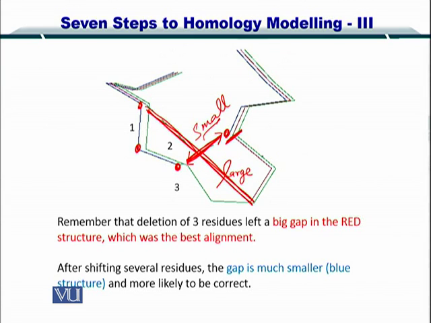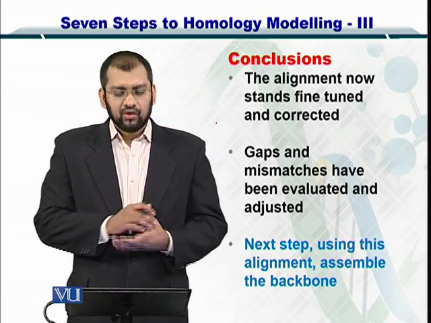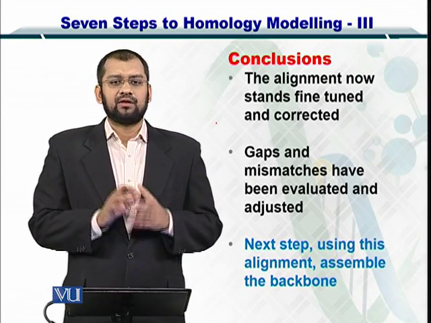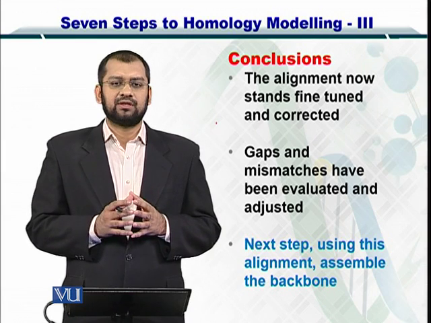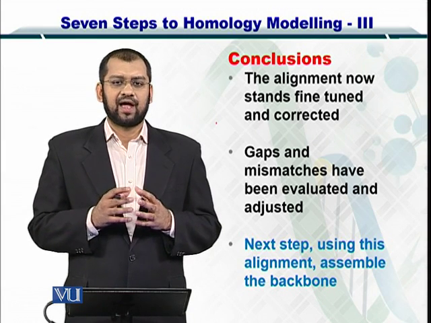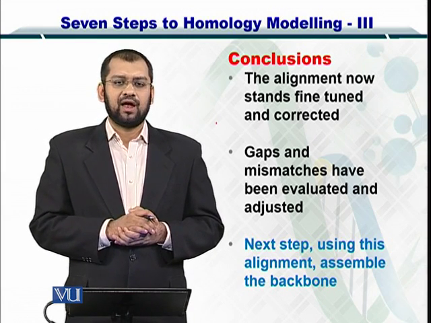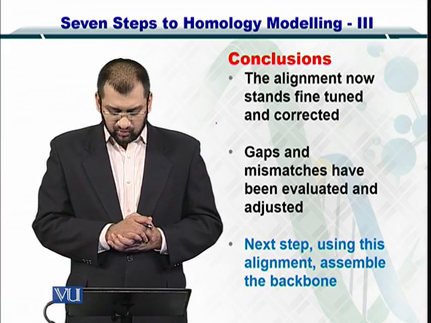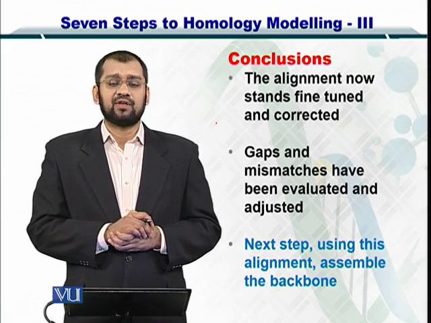So this is how you reduce the distance between the amino acids in the structure, and therefore reducing the distance in the gap. So in conclusion, the structural prediction now stands at a place where gaps have been minimized, and therefore you're ready to move to the next step, that is to assemble the backbone.